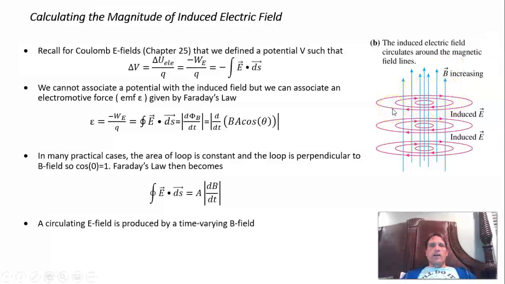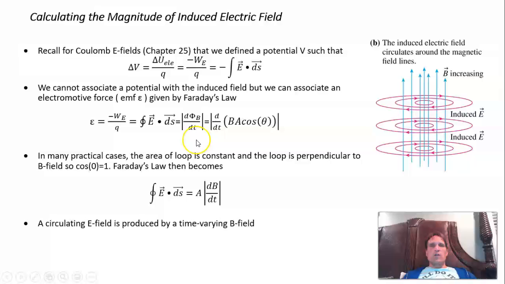So we can't define a potential, but we can associate the electromotive force as the negative work per charge. And that's equal to the integral of E dot ds. In this case, it's around the loop because the electric field lines are circles. Okay. And we know that this EMF is also equal to the magnitude of the time derivative of the change in flux. Okay.